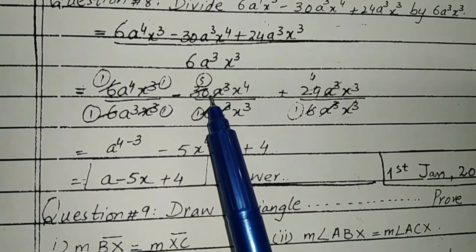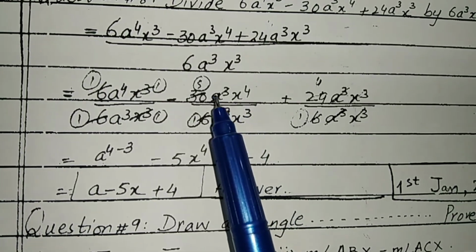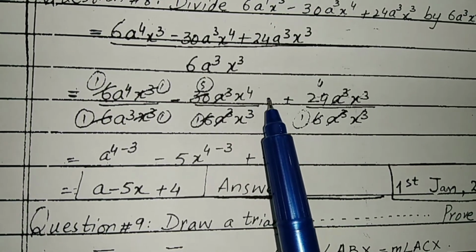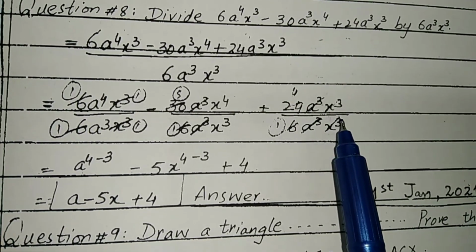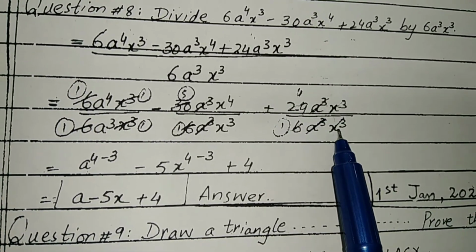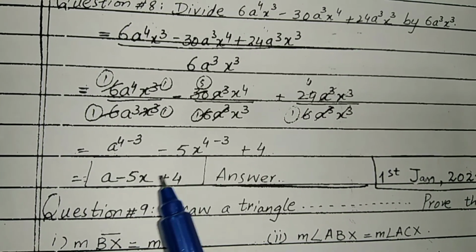6 ones are 6, 6 5s are 30, so a cube will be cancelled with this a cube and the powers of x will be subtracted. So 5x power 4 minus 3 plus 6 ones are 6, 6 4s are 24, 24 a cube x cube will be cancelled with this a cube x cube. Now the answer will be a minus 5x plus 4.